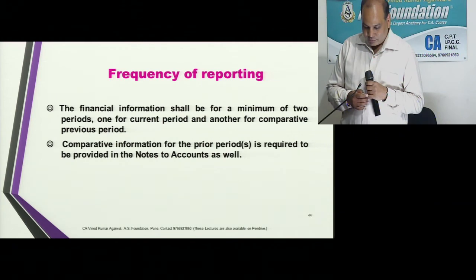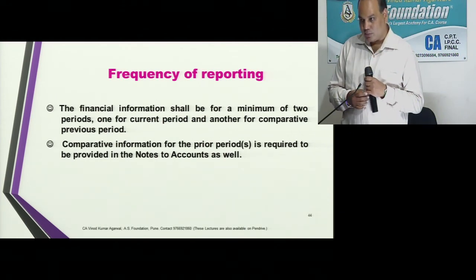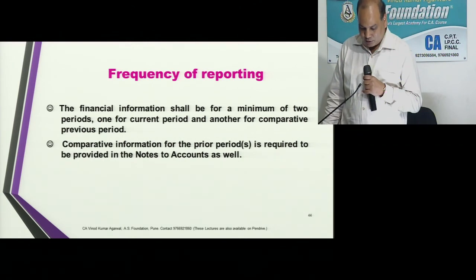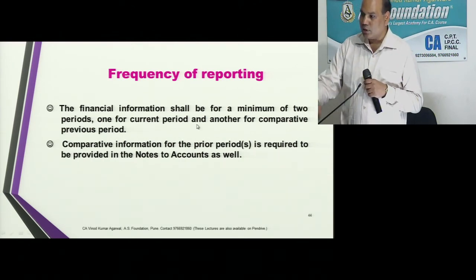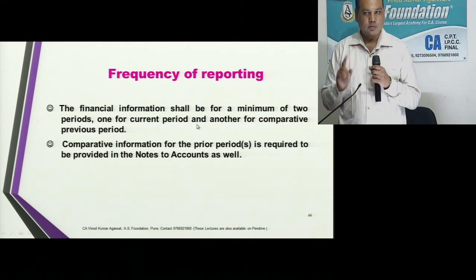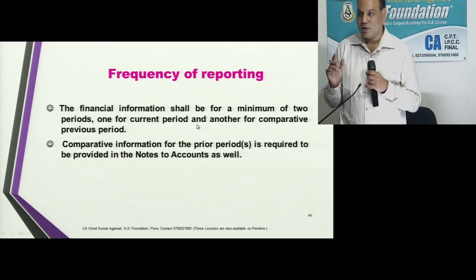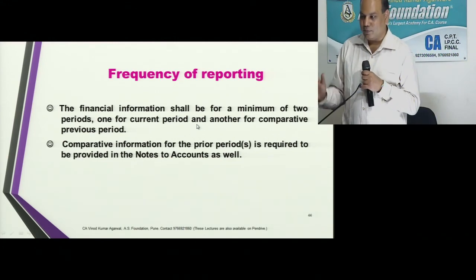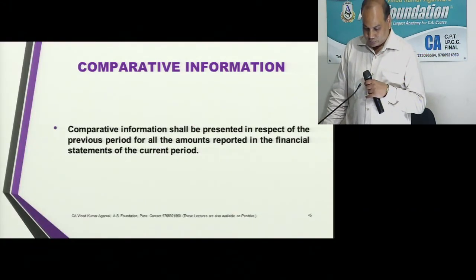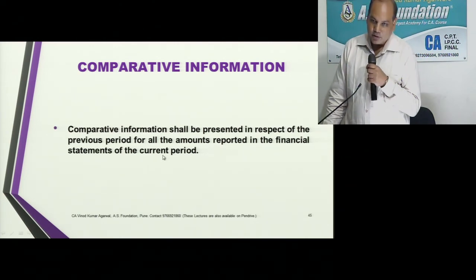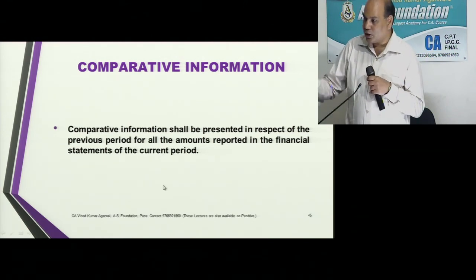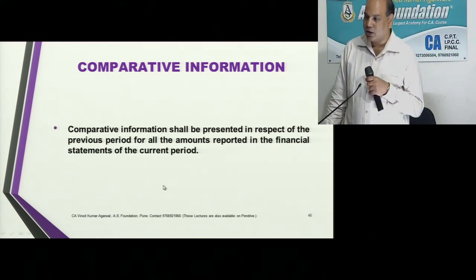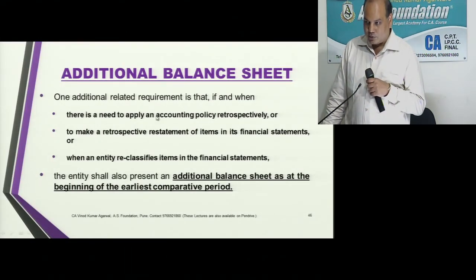Frequency of reporting. Financial information shall be for a minimum 2 period. Current year, comparative figure of previous year. All statements have to be given in comparative form. Comparative balance sheet, comparative profit and loss, comparative cash flow, comparative notes also. Comparative information shall be presented in respect of previous period for all the amounts reported in the financial statement for the current period. So whatever you have reported in current period, its corresponding previous year data will be given. And this line is repeated.